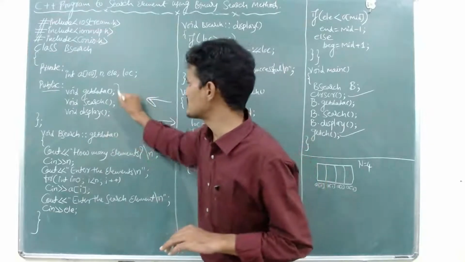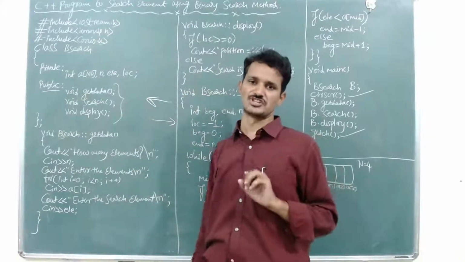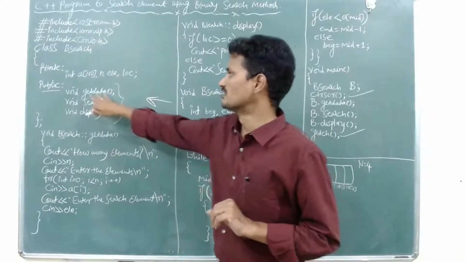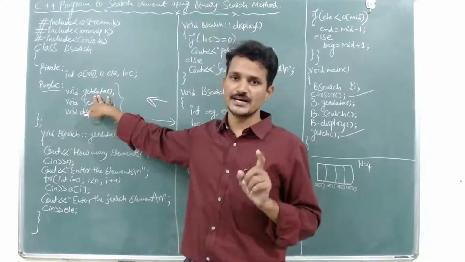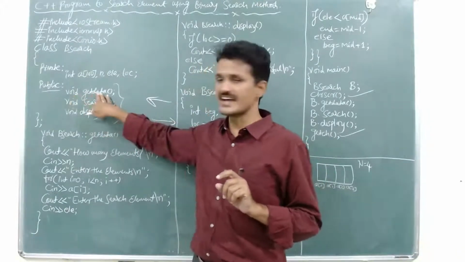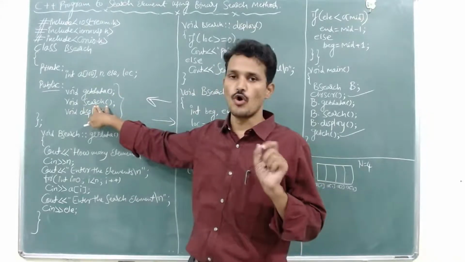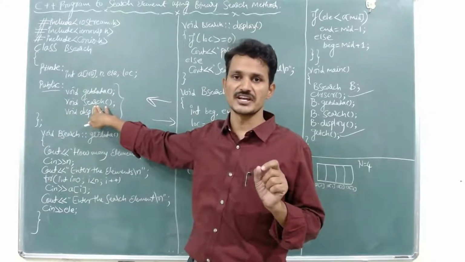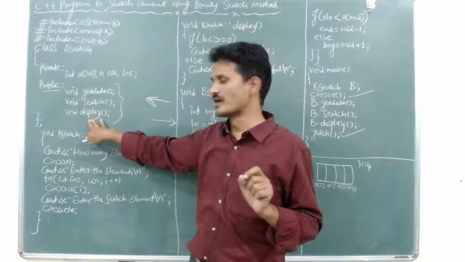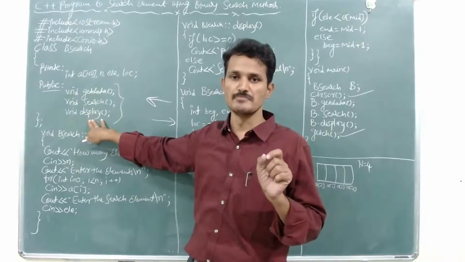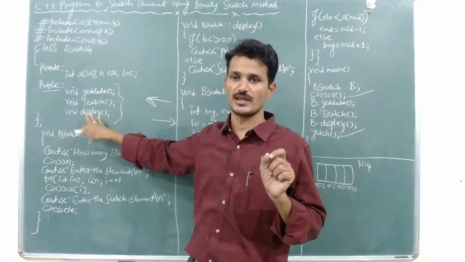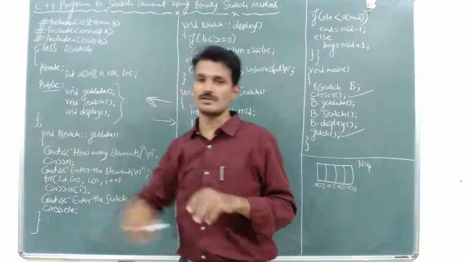So here we have just mentioned 3 member functions. Have a look at this. The first one, void getdata(); member function ends with a semicolon. The next line, void search(); member function ends with a semicolon. And the third one, void display(); member function ends with a semicolon. Then close the flower bracket and semicolon.